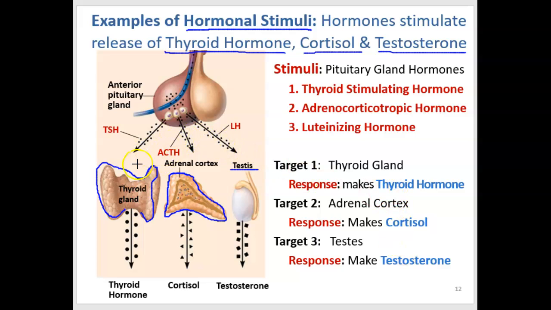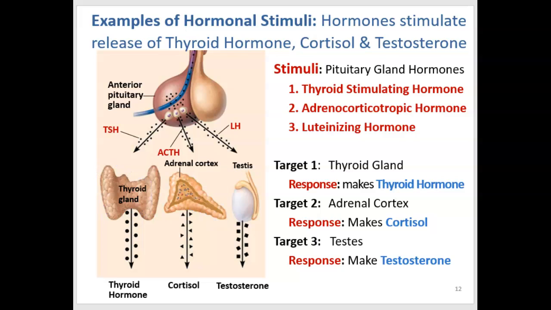So they each have different hormonal stimuli. One hormone doesn't stimulate all these different endocrine organs. Instead, there are 3 different hormones that do so. They all, however, come from the anterior pituitary gland.